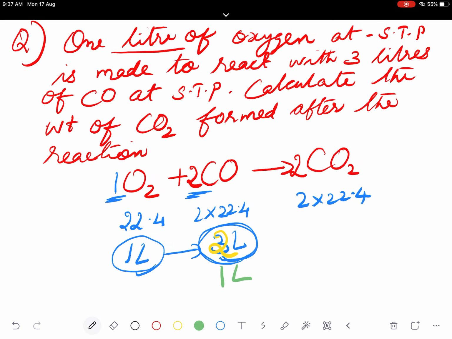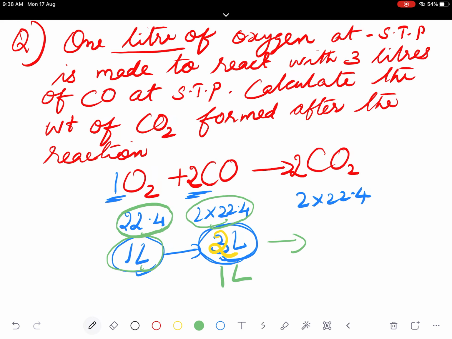unused. So according to the balanced equation, 22.414 liters requires twice of that. That means 1 liter requires only twice of that, 2 liters of CO. Of the 3 liters given, only 2 liters will be taken, which means 1 liter of CO will be left unused. So 1 liter of oxygen requires 2 liters. That means how much carbon dioxide will be formed?